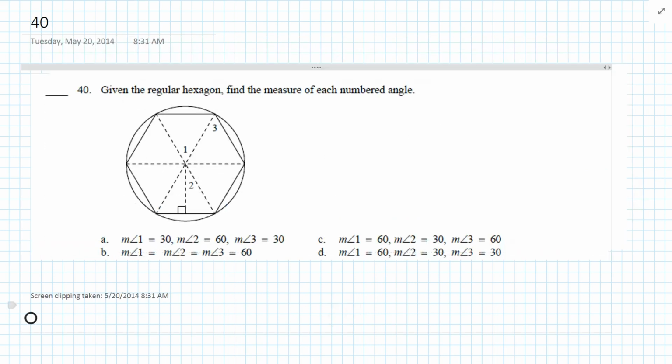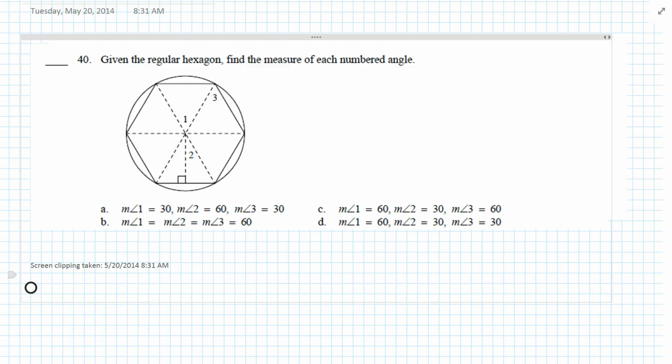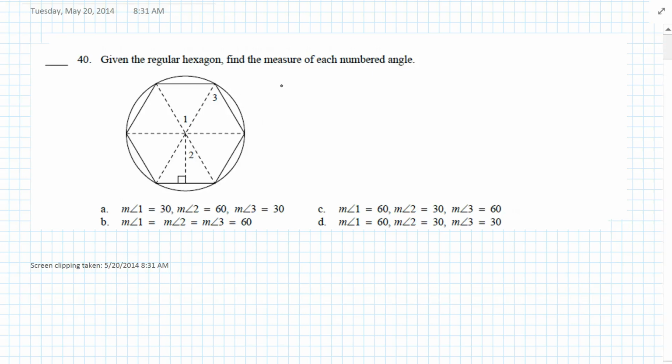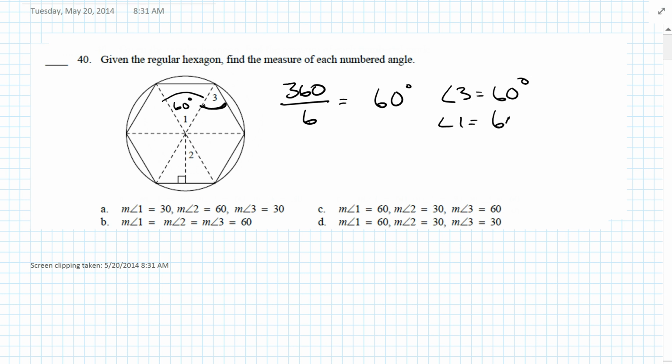40. Given the regular hexagon, find the measure of each numbered angle. Well, angle 1 is going to be 360 over 6, so it's 60 degrees. Well, the thing about hexagons is they make equilateral triangles, so the measure of angle 3 is 60 degrees as well. The measure of angle 1, as we already said, was 60 degrees. The measure of angle 2 is half of that, so the measure of angle 2 is 30 degrees. So 60, 30, 60. Answer C.